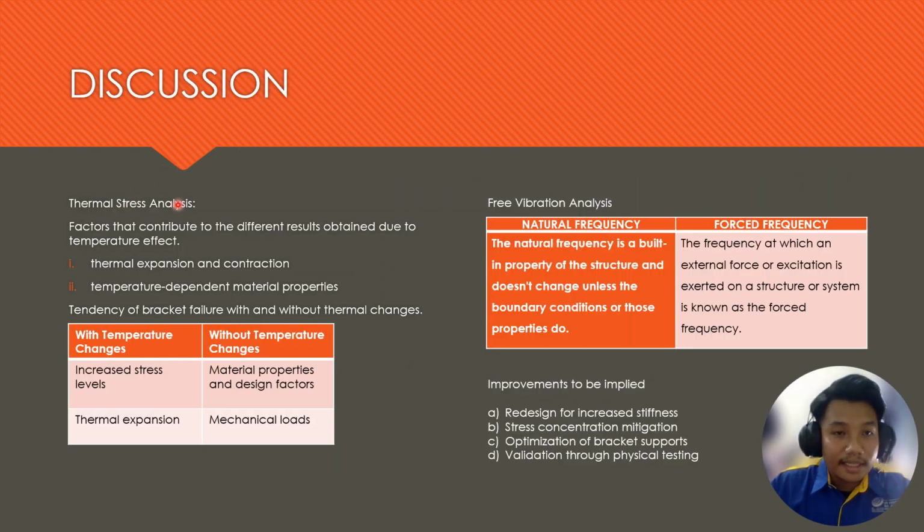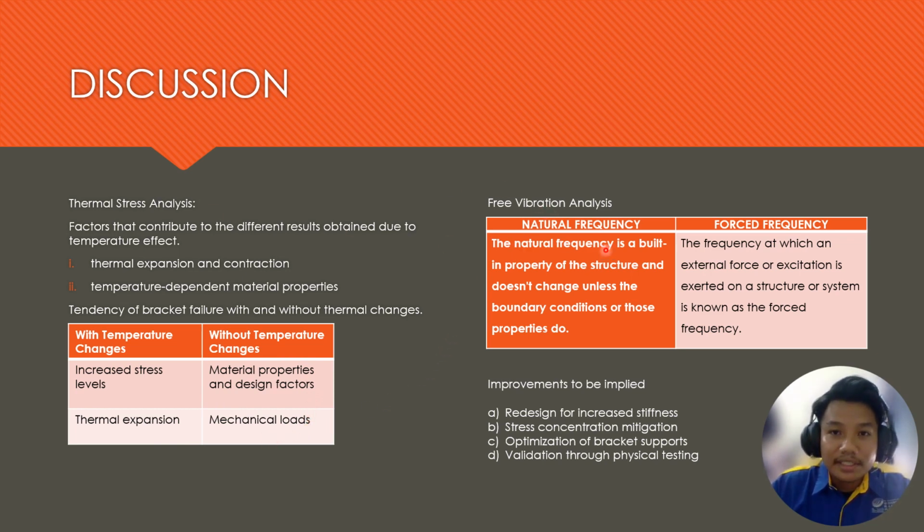For the thermal stress analysis, these are the factors that contribute to the different results obtained due to temperature effect, which are thermal expansion and contraction, and temperature-dependent material properties. Whilst for the tendency of bracket failure with and without thermal changes, here it is. With temperature changes, the tendency to bracket failure is due to increased stress levels and thermal expansion. Without temperature changes, it is the material properties, design factors, and mechanical loads.